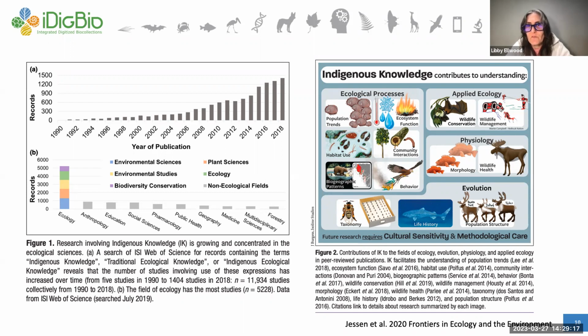First to consider is whether you have collections that fall into this category of Indigenous knowledge. Does your collection have specimens collected on tribal lands or by members of local tribes? Are the species you work with, the bee species you work with, distributed on tribal lands? And might your research benefit from inclusion of Indigenous researchers?